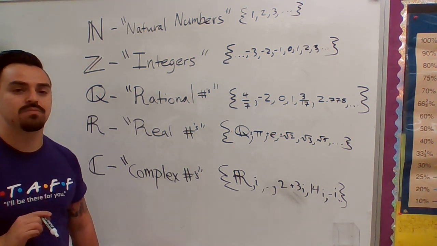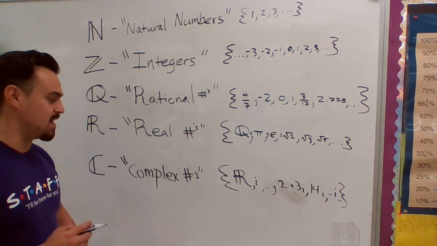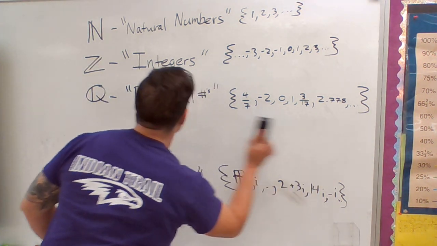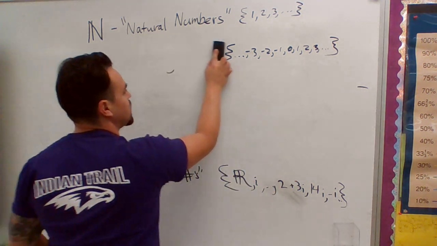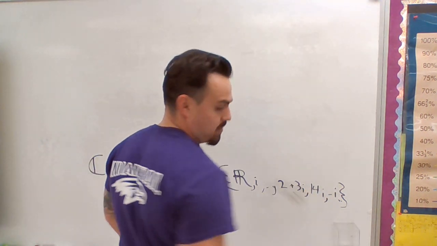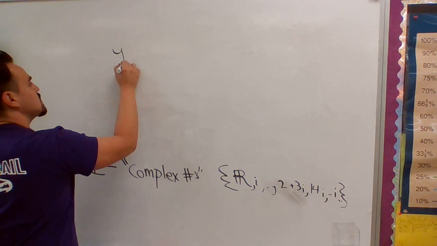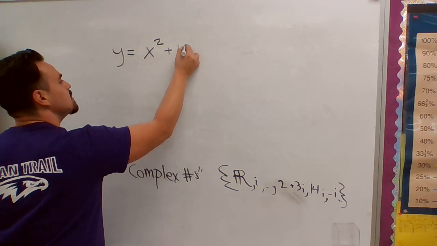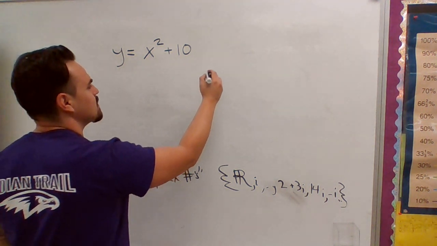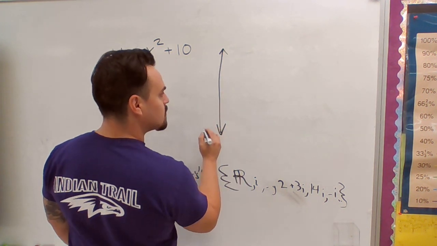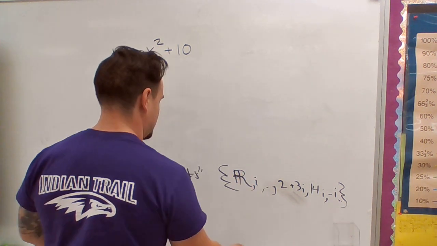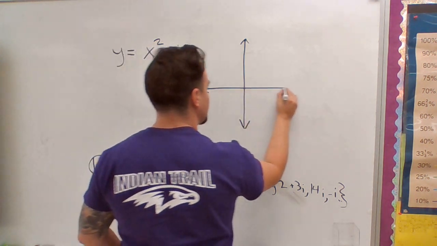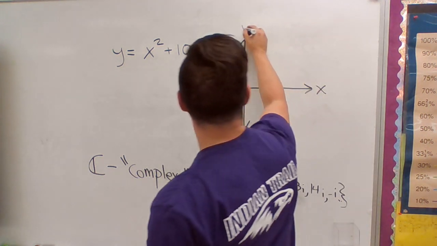We will be using these complex numbers in quadratics to understand imaginary intersections. For example, when does y equal x squared plus 10 intersect the x-axis? Oh, that's not good. I'm going to give you a visualization for those of you who didn't immediately see the issue with my question.